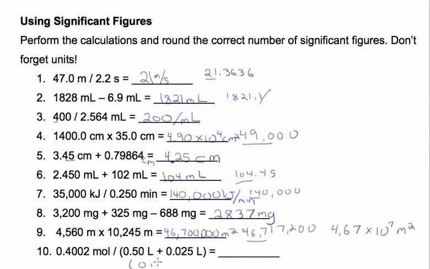So now we're going to do our division, 0.4002. And we get 0.75509434. And because we're using division now, we're going to count significant figures. We have 4 and we have 2. So we're going to round our answer to have 2 significant figures. And we're going to get 0.76 moles per liter.